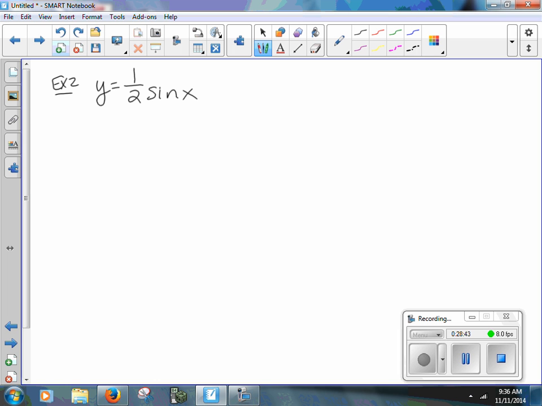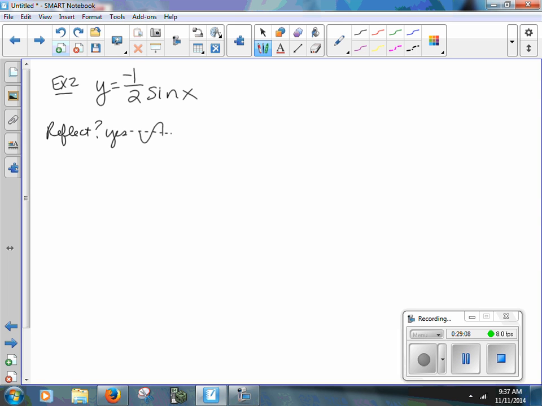Negative one half sine x. Don't flinch. What's the first thing? Is it going to reflect? Yes. How do you know? Because it is going to reflect. So if this is the sine curve and it's reflecting, where's it going to go first? It's going to go down, up, and down.